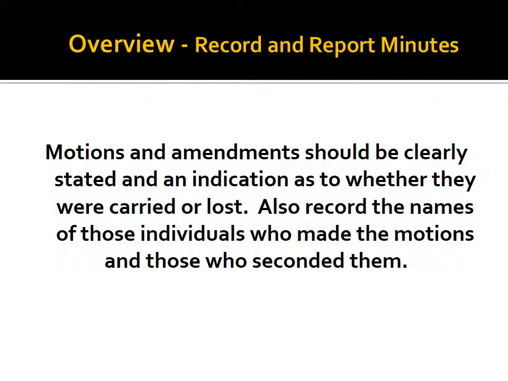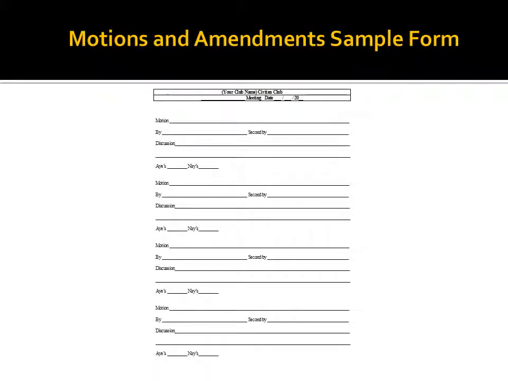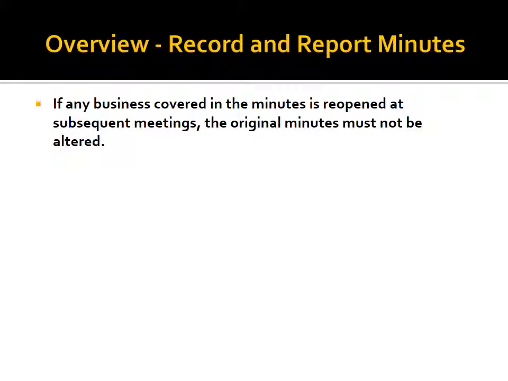So let's go over and recap recording and reporting meeting minutes. Motions and amendments should be clearly stated, with an indication as to whether they were carried or lost. Also record the names of those individuals who made the motions and those in turn who seconded them. Attached is a motions and amendments sample form. This form can be used for your reference, or you may customize the form to be more specific to your club needs. If any business covered in the meeting minutes is reopened at a subsequent club or board meeting, the original meeting minutes must not be altered.